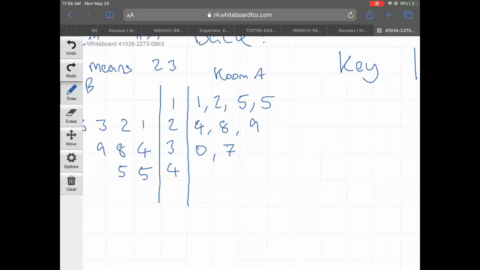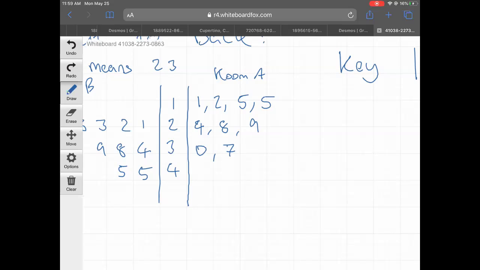So the fifth person. So we want to find the fifth person in room A. And we start counting from the smallest age. So from 11, 12, 15, 15, 24. So the median age of room A is 24. Great. So it's great for finding the median as well.